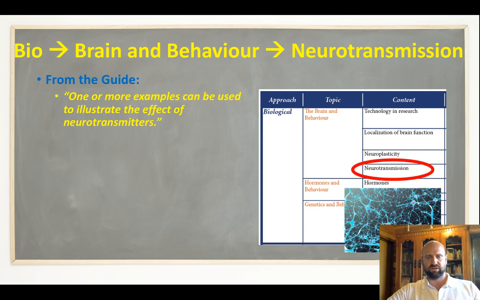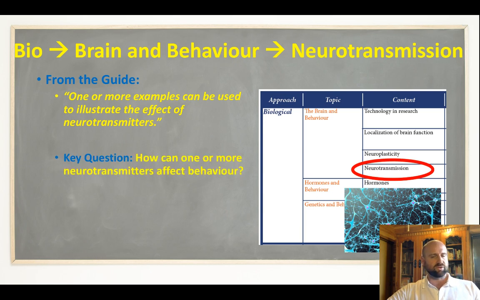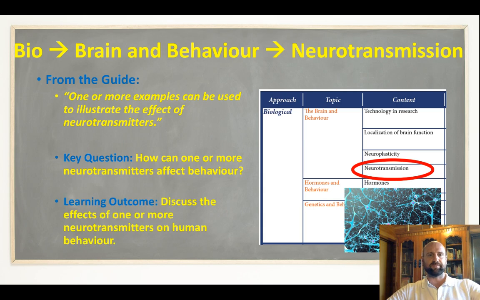Neurotransmission, really straightforward. Straight from the guide, one or more examples can be used to illustrate the effect of neurotransmitters. Okay, the effect being the effect on behavior. So real straightforward question: how can one or more neurotransmitters affect behavior? So we see with things like hormones and neurotransmission, we're going to see this pattern coming up that it is pretty much explain how one or more affects the behavior.